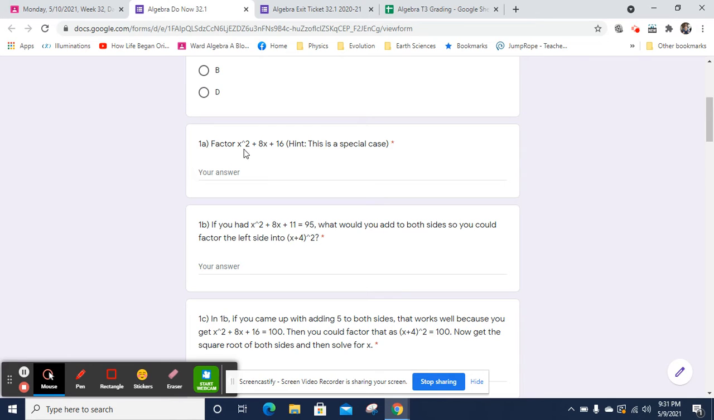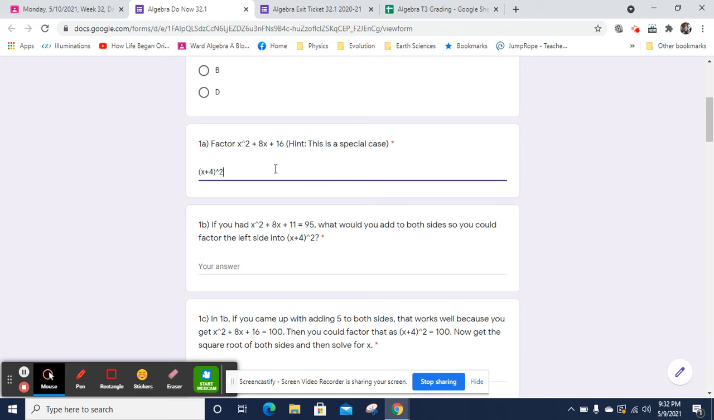So first thing we want to do is factor this quadratic. Those of you who've gotten to level 6 will probably notice that this is a perfect square. It starts with a perfect square, it ends with a perfect square, and the middle is 2 times the square root of that times the square root of that. So we can just factor this as x plus 4 squared.